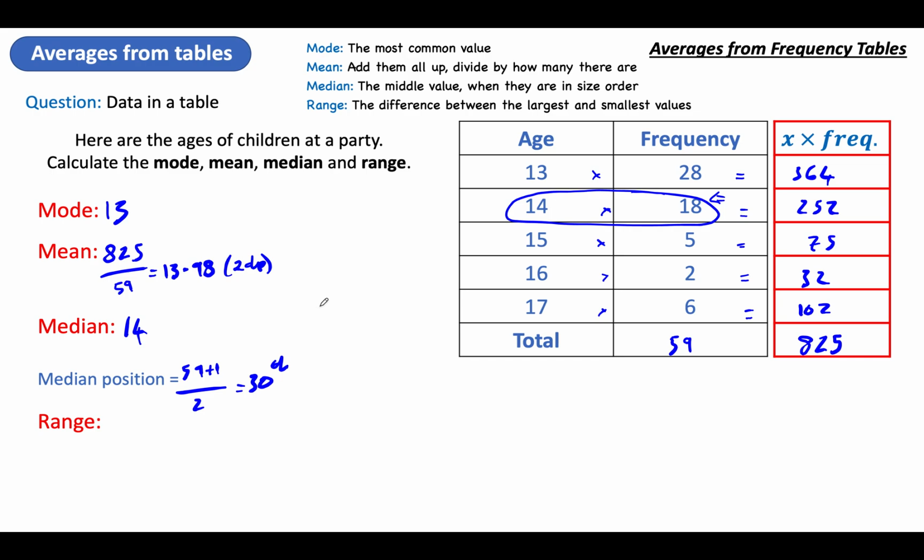And lastly, the range, difference between the oldest person and the youngest. So 17, take away 13, is 4 years. I'm just going to put years for the sake of it there. There's an age difference of 4 years. That's how spread out they are. They're all quite close together, aren't they?